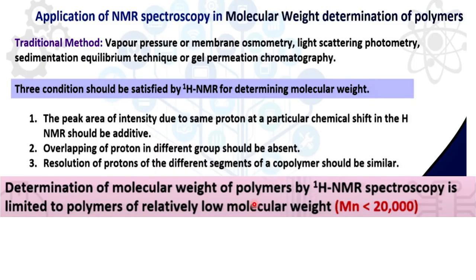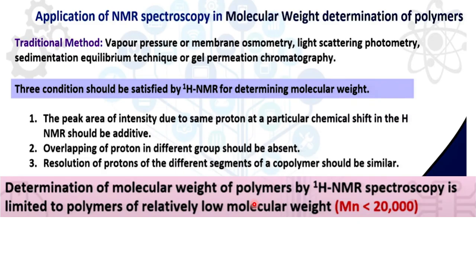Now, if someone wants to know the molecular weight from NMR, there are three conditions that the material must satisfy. The peak area of the intensity due to the same proton at a specific delta value should be additive. Additive means the total should be delta 1 plus delta 2 plus delta 3 for the same proton. The second condition is that overlapping of protons in different groups should be absent. And the third is that the resolution of protons of different segments of a copolymer should be similar.